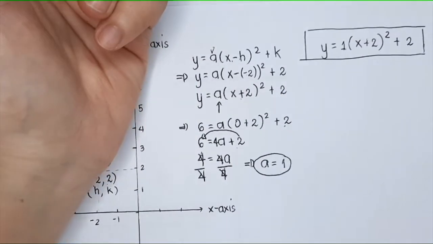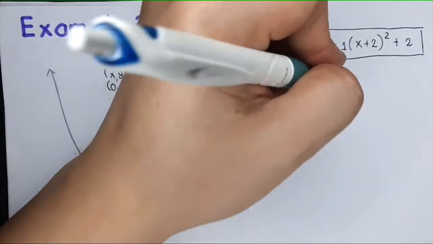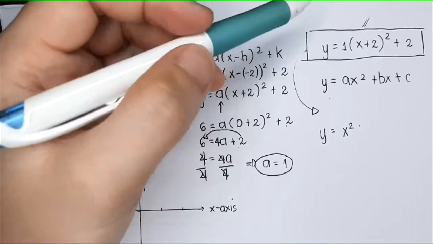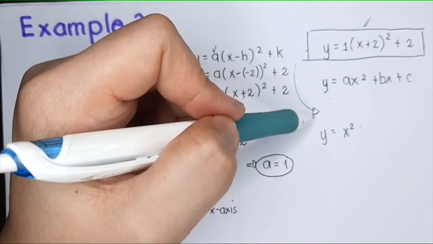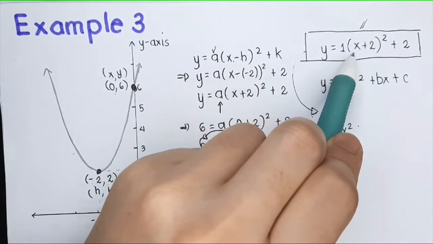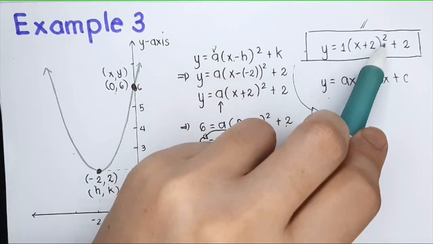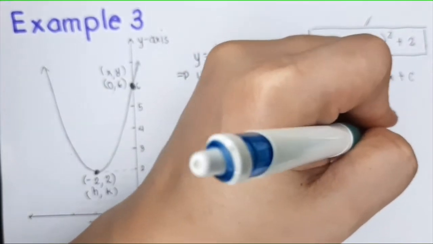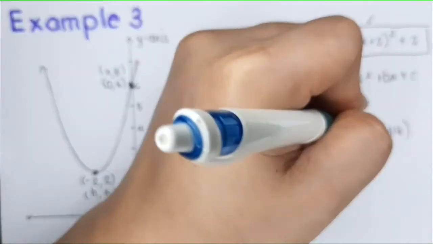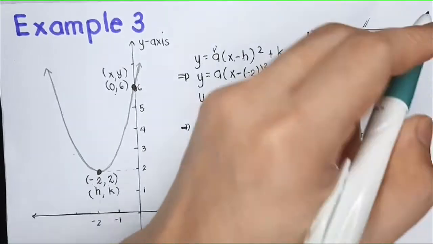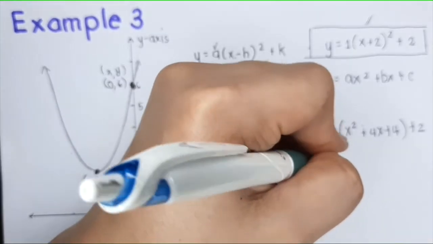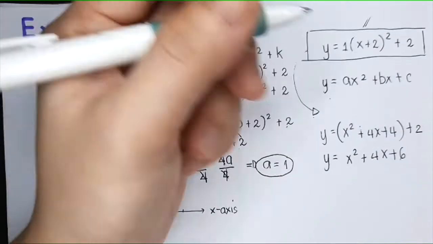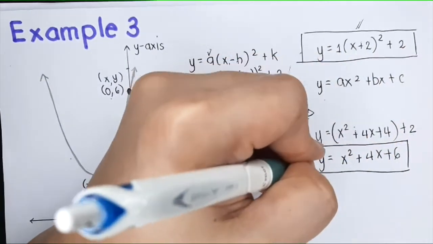Okay? Paano kung standard form ang hinihingi? Okay? Ano yung standard form? Y equals ax squared plus bx plus c. So, you can transform this to its standard form. Okay? So, you expand this. What is x plus 2 squared? It is x plus 2 times x plus 2. Okay? And you'll have x squared plus 4x plus 4. Okay? And don't forget the plus 2 here. So, I'm going to copy plus 2. So, therefore, the standard form is equal to x squared plus 4x plus 6. This is the standard form.